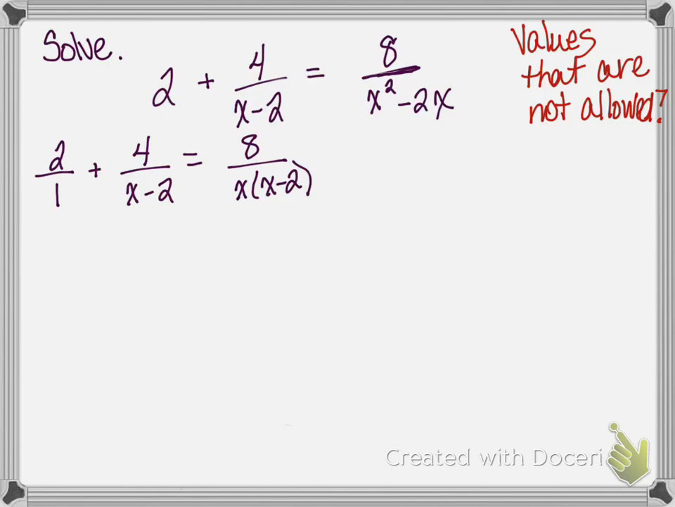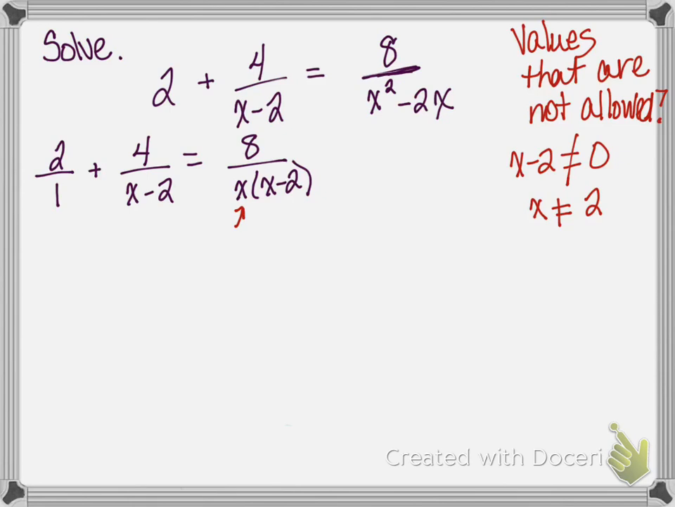So I'm going to do x minus 2 equals 0, because x minus 2 can't equal 0. If x minus 2 equals 0, it makes the fraction undefined. So x cannot be what? 2. Okay. I also have to deal with that x right there.